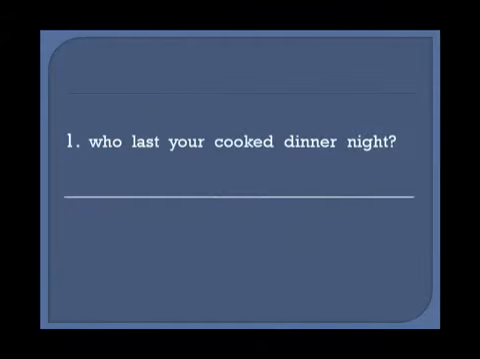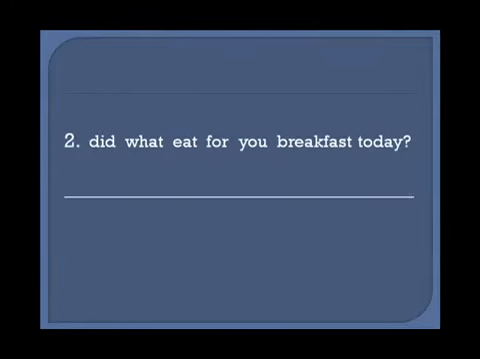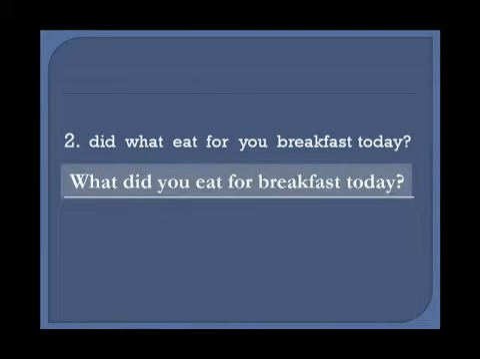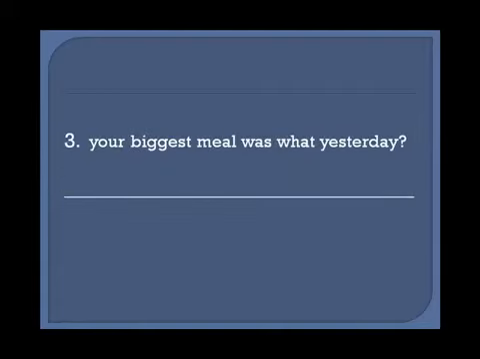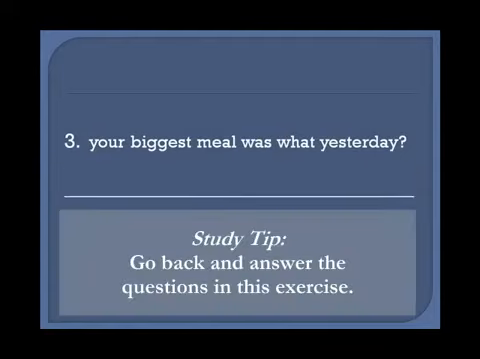1. Use the pause button on your screen if you need more time to do this. Who cooked your dinner last night? 2. What did you eat for breakfast today? 3. What was your biggest meal yesterday? Now go back and answer the questions in this exercise.